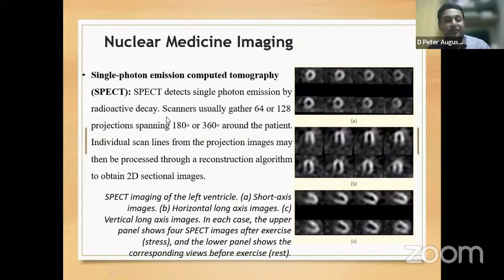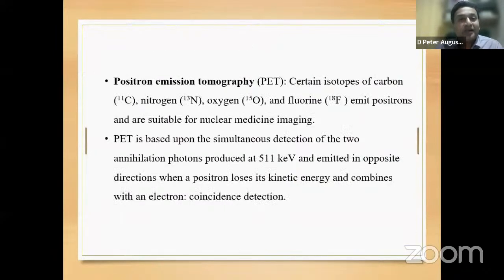Okay, fine. The aspect is to detect single photon emission by radioactive decay. I'll give one small video also later after this. So it goes through 64 to 128 projections spanning around the vision, with individual scan lines from the projected images. Okay, so this is positron emission tomography, using isotopes of carbon, nitrogen, oxygen, fluorine. Positron emitters are suitable for nuclear medicine imaging.